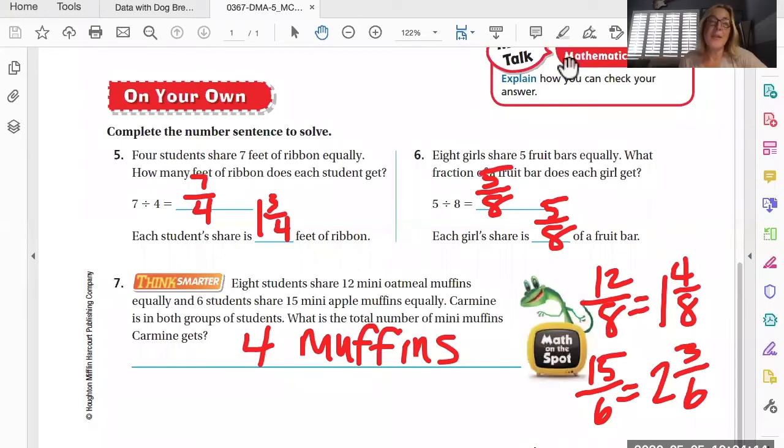All right, let's see how you did. 5 and 6 are pretty clear cut, but 7 does say you have to think smarter. Did you think smarter? So Carmen is part of both groups sharing muffins. The first group shared 12 muffins by 8 people. So that is 1 4/8, which is the same as 1 1/2. And then the second group has 15 muffins shared by 6 people. 15 divided by 6 is 2 3/6, which can be made into 2 1/2. So 1 1/2 plus 2 1/2 gives us a total of 4. That's why that's the correct answer.